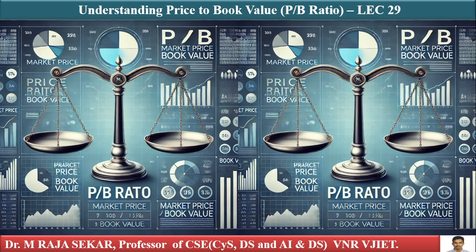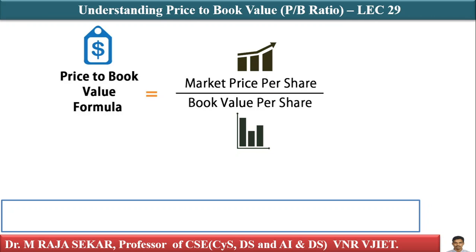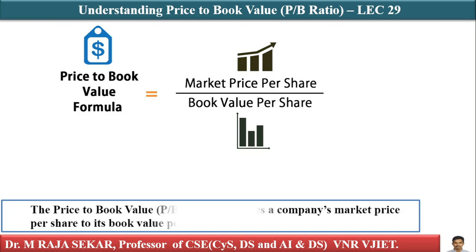In this lecture, we will try to understand what is price to book value. The price to book value or P by B ratio compares a company's market price per share to its book value per share. What is the formula? Price to book value formula is market price per share by book value per share.